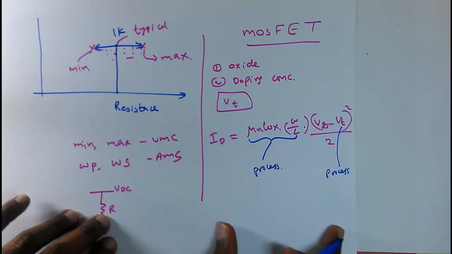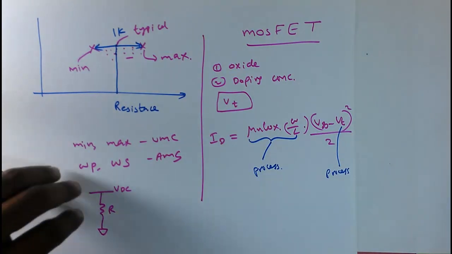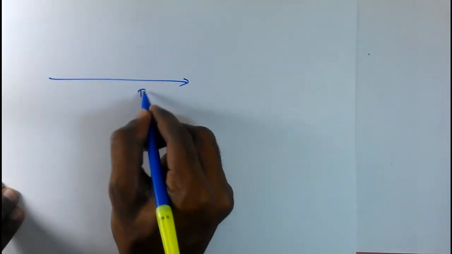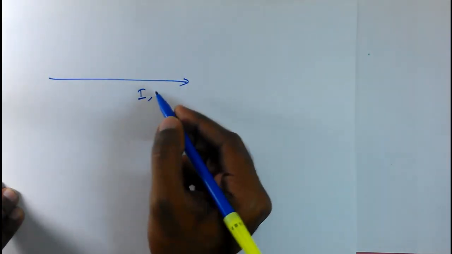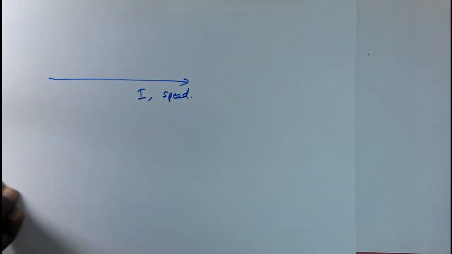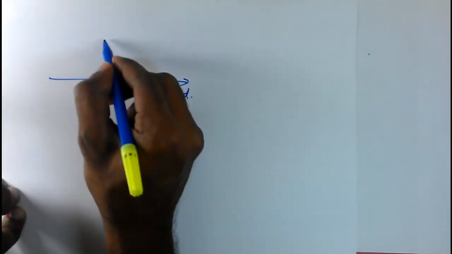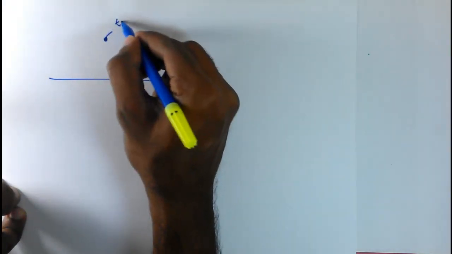So now I am plotting for the MOSFET. If I plot the MOSFET current and resistance, current and speed, so this is my MOSFET current I, and I can write the speed also. If the process variation of VT and other parameters is in such a way that the current is increasing, for example, if VT is decreasing from the typical value, then the current will increase. So I am making this as my typical point.